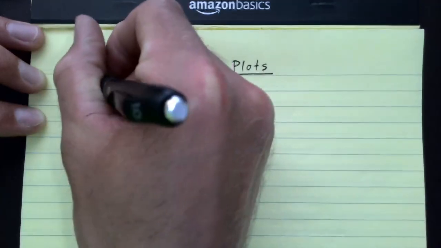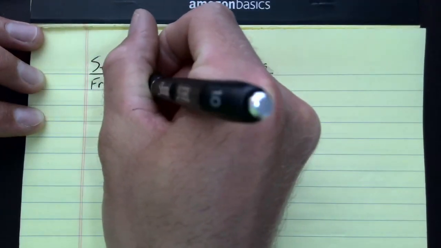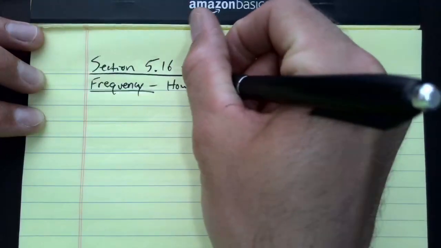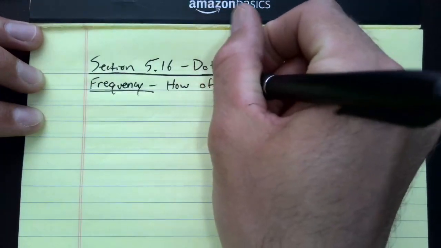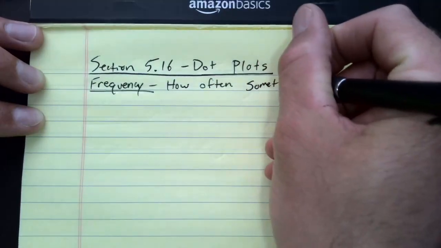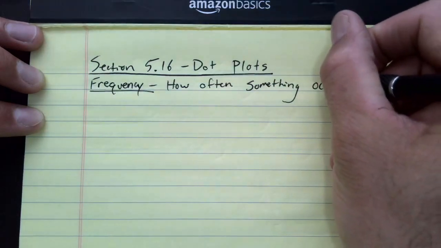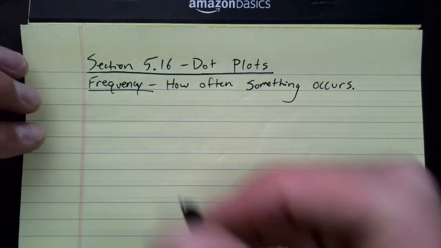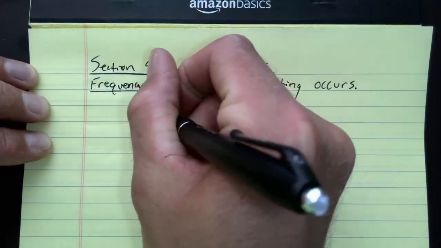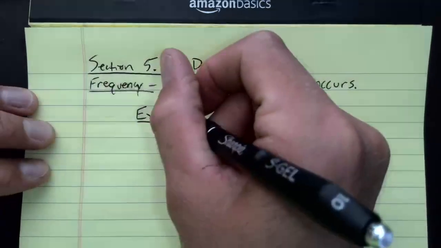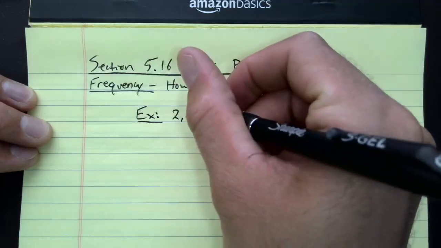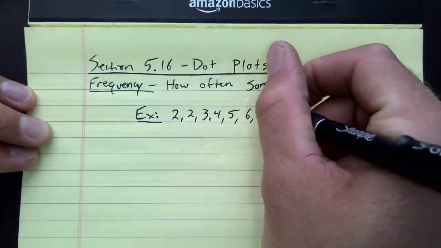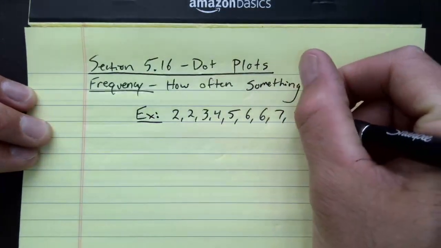What is frequency? Well, frequency is just how often something occurs. So today we'll be looking at frequency. For example, let's take a look at a few numbers here: 2, 2, 3, 4, 5, 6, 6, 7, and 8.